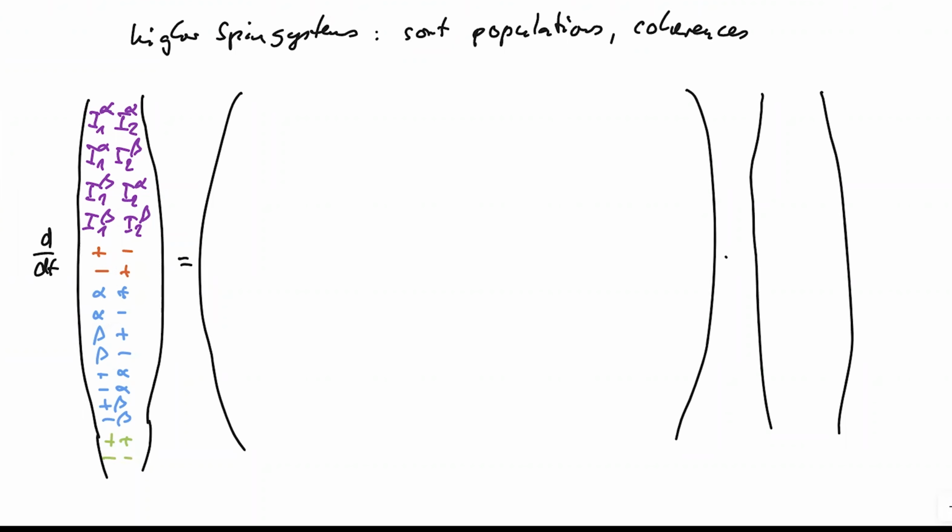And I'm sure you understand the colors that I used here. In lilac, we have populations. In red, we have zero quantum. In blue, we have single quantum. And in green, we have double quantum coherences. So that's the sorting that you have. And of course, we have everything the same on the other side. So because I have the pen ready, I will do it the other way around.